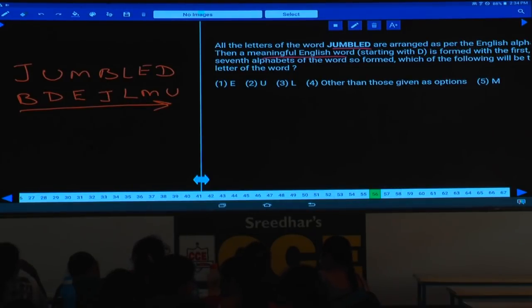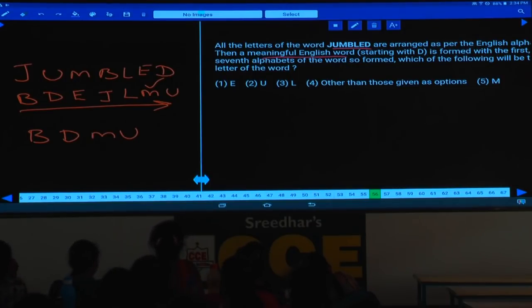Then a meaningful word starting with D is to be found with the first, second, sixth and seventh letters, isn't it? 1, 2, 6 and 7 letters. Now what is the first letter here? First letter is B, second letter is D and the sixth letter is M and the seventh letter is U. Now with the help of these 4 letters, tell me what is the word that can be formed starting with the D. Now D-U-M-B is the word that can be formed, isn't it? Dumb is the word that can be formed.